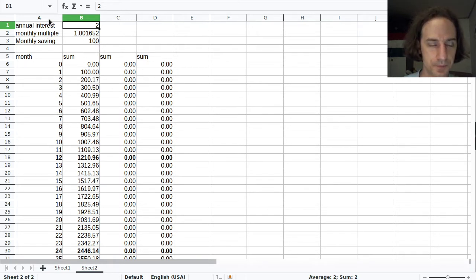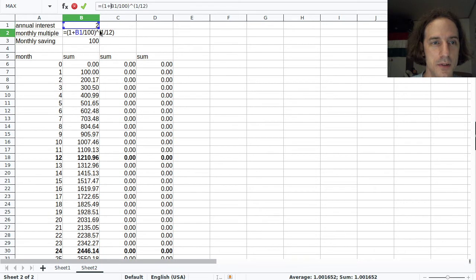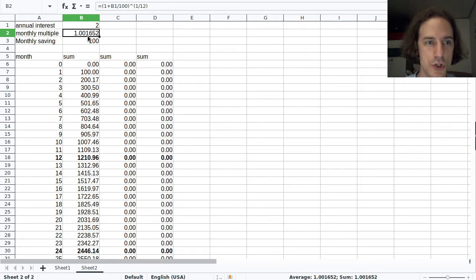And what is really important here is that we have an annual interest rate. I calculate using this equation: I divide the annual interest rate by 100, add 1 to it, and then take it to the 1/12 power. So this is going to be our multiple, which we will have to multiply our money by every month. So this corresponds to a 0.165% monthly interest rate, and we will be saving 100 units of currency every month.